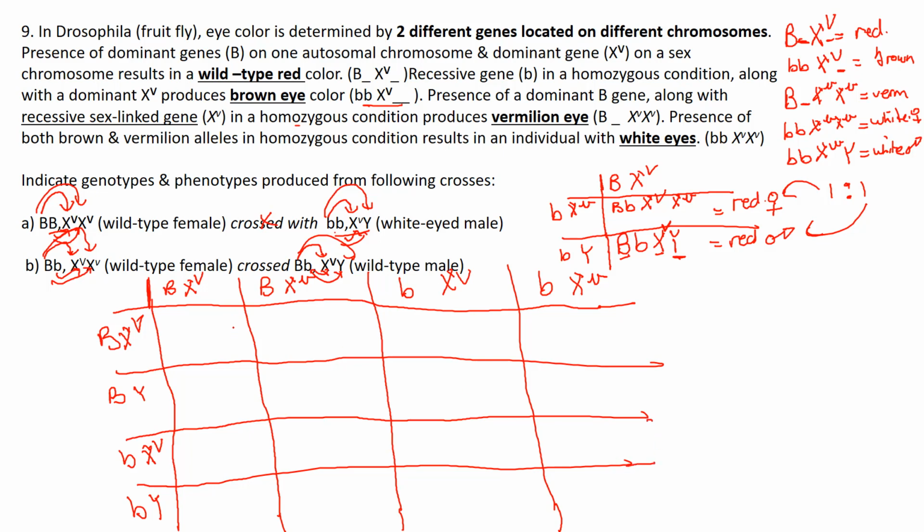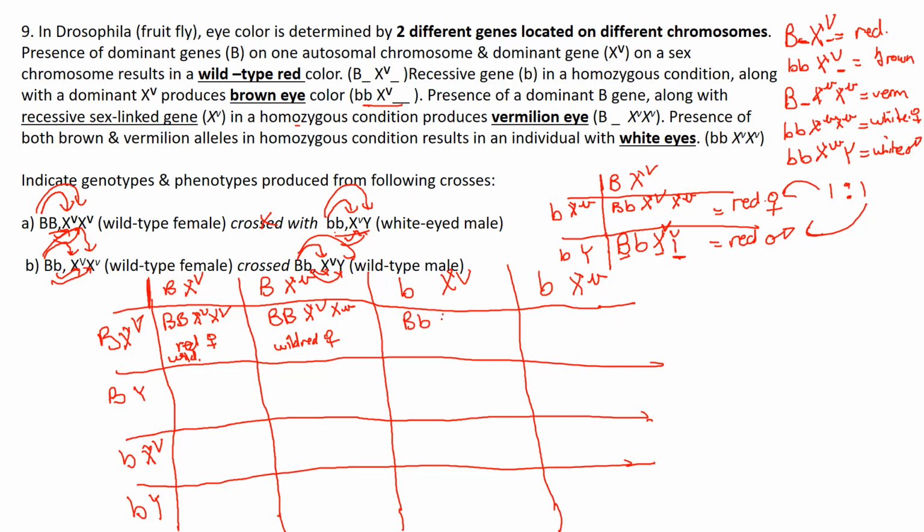Let's bring them together now. Long question, but let's go through it. Capital B, X with a capital V, X with a capital V. So that is going to be a red or wild type female. So you might have seen me say wild female, red female. Okay, capital B, X with a capital V, X with a little v. Doesn't matter as long as there's a big B and a big V on that X. It's going to be a wild red female again.